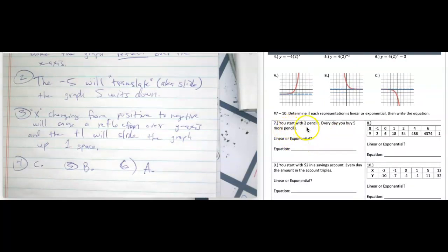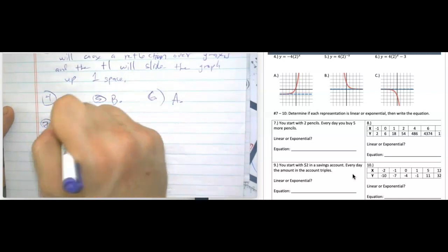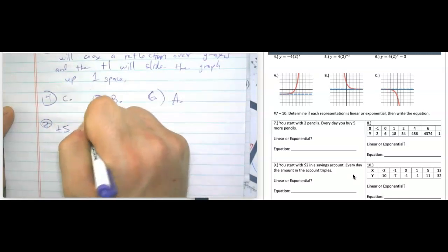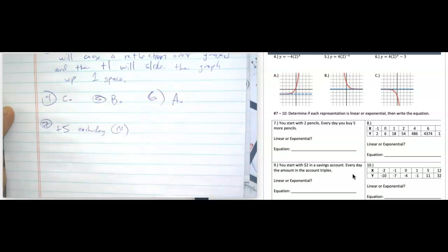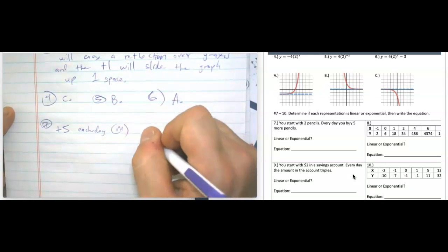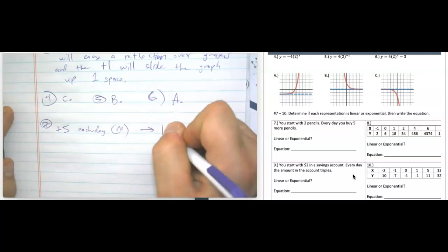Number 7, you start with 2 pencils. This is kind of just review here. It's no longer transformations. You start with 2 pencils. Every day you buy 5 more pencils. Linear or exponential? So number 7 is, first of all, you're buying 5 more each day, so plus 5 each day. Not only is that my slope m, but the plus 5 each day is a constant being added every day, which makes it linear, okay?